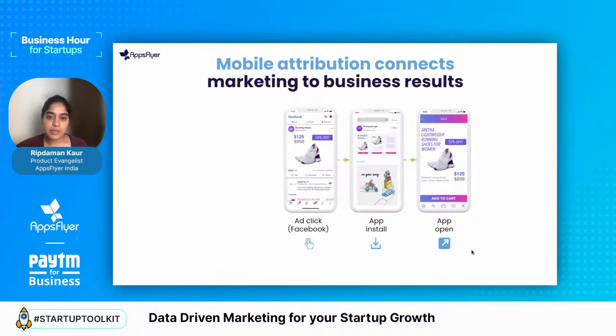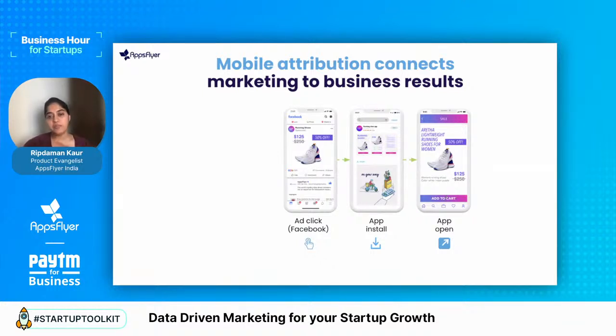Now, we spoke a little bit about what attribution will help you resolve. Let's quickly take a look at how exactly mobile attribution connects the marketing and business results. Let's say you're running an ad with Facebook somewhere, and there's a potential user who clicks on the ad. When a user clicks on the ad, the user gets redirected to the App Store page. Whether the user is on iOS, the user will get redirected to the App Store, or if the user is on Android, he or she will get redirected to the Google Play Store. The user installs the app from there, and when the app is open, the attribution takes place.